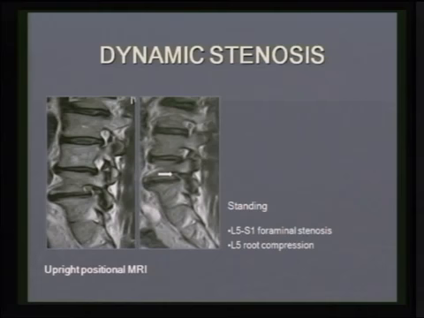So here we have a patient again with L5 root symptoms. The image on your right side shows the sitting position where the L5 root has some fat around it and is not compressed, whereas the standing image demonstrates the development of foraminal stenosis and compression of the exiting L5 nerve root.